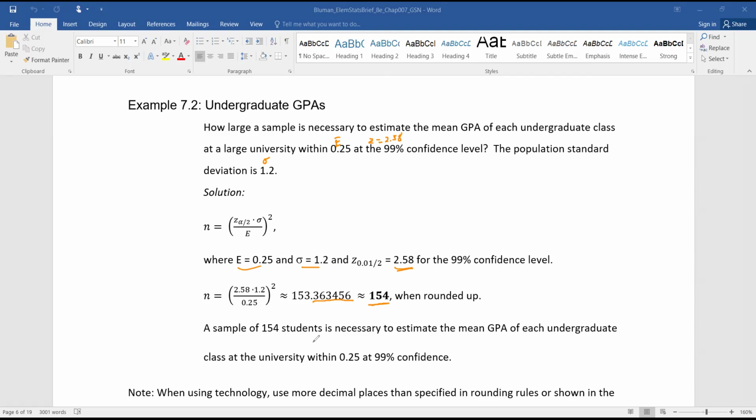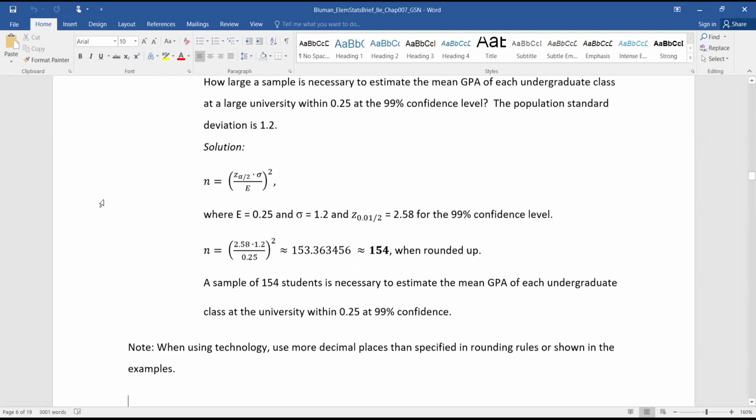Again, note using technology, you can use more decimal places than specified in rounding rules or shown in the examples. However, we use the table, Table E in Appendix A. All right, I think that actually concludes 7.2.